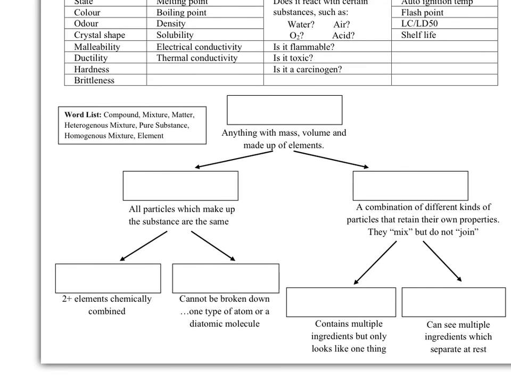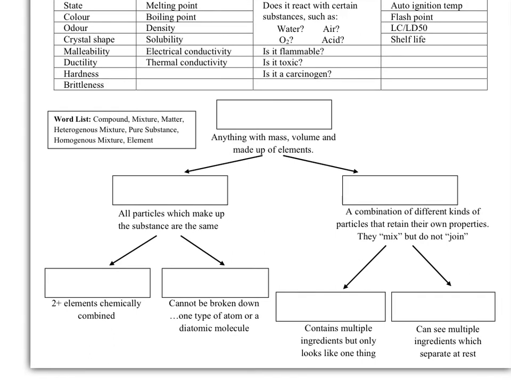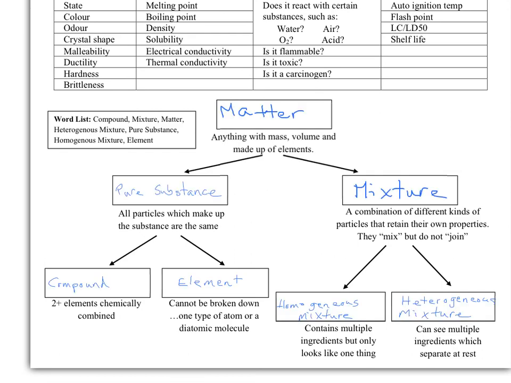Below is a flowchart of some other terms you need to refresh up on. Read each of the definitions below the box and try to match the terms in the word list. Pause the video now and give it a shot. Here are the answers for the flowchart.